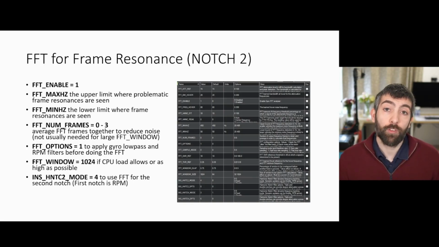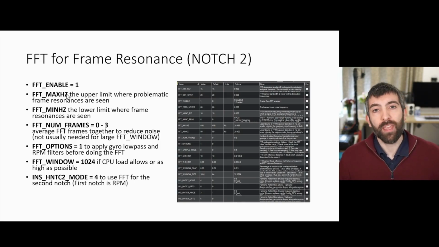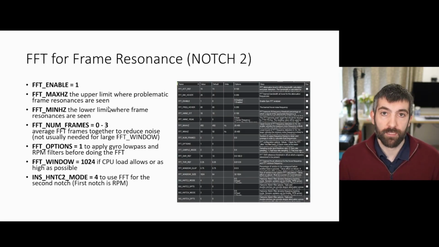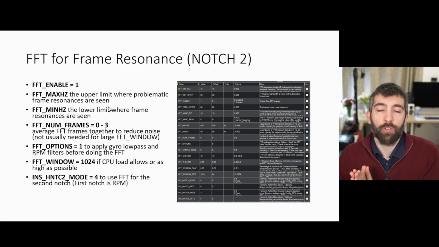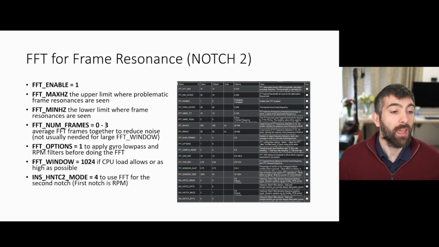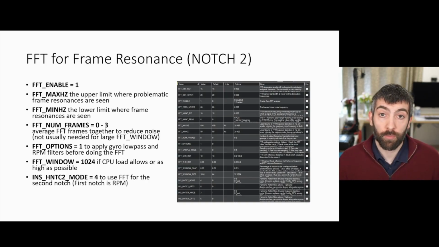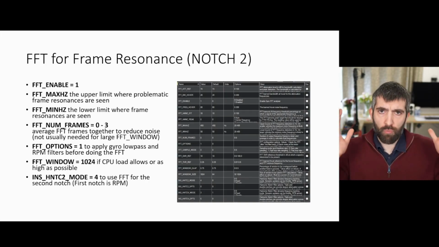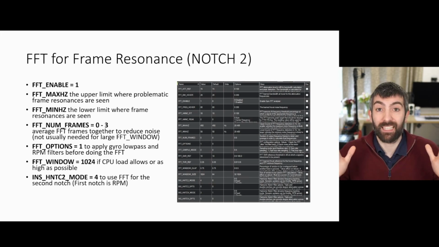You're going to go into the config tab in Mission Planner to the full parameter list and search for FFT in the box on the right hand side. Then set FFT_ENABLE equals 1 to turn on the FFT engine. And then you're going to want to set FFT_MAXHZ to the upper limit where you see problematic frame resonances. So you want to set that a bit above the frame resonance that you're trying to target. FFT_MINHZ should be set a bit below the frequency that the frame resonance occurs at. So you're sort of bracketing the problematic set of frequencies with min hertz and max hertz.